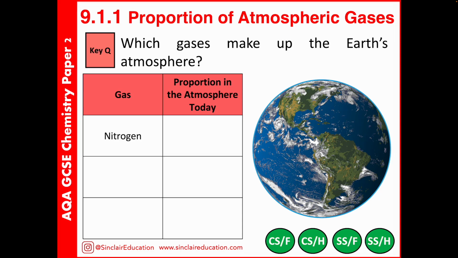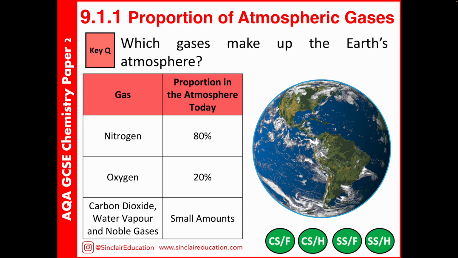So the first one is nitrogen, otherwise known as N2, and this makes up around 80% of our atmosphere today. In comparison, oxygen makes up approximately 20% of the Earth's atmosphere. We also have trace amounts of carbon dioxide, water vapour and noble gases, which combined give small amounts, actually less than a percentage. Carbon dioxide is now around 0.04%.